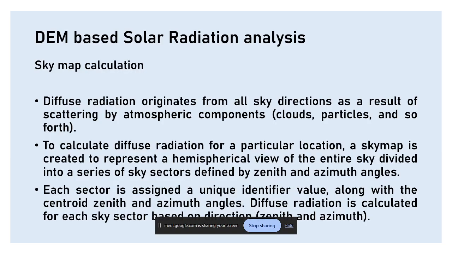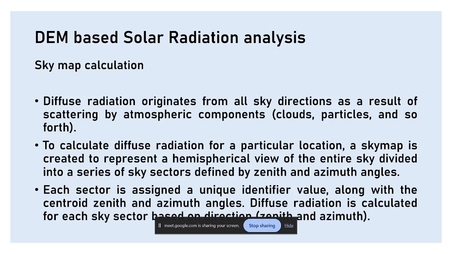Then we have the sky map. Why do we use the sky map? In order to calculate the diffuse radiation. Sun map was done to understand the direct solar radiation, and the sky map is taken into account in order to understand the diffuse radiation. So the diffuse radiation originates from all the sky directions as a result of scattering from the atmospheric components. Like you have the clouds, dust, all the particles present in the sky. So it's basically coming from all the sky direction.